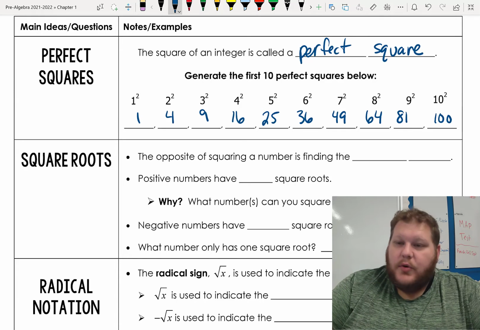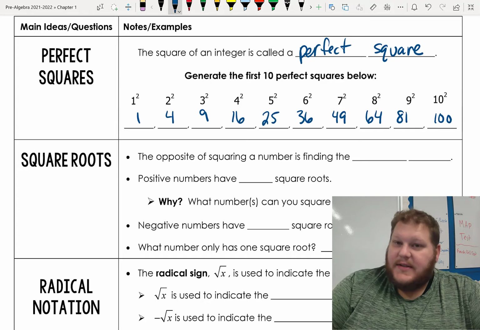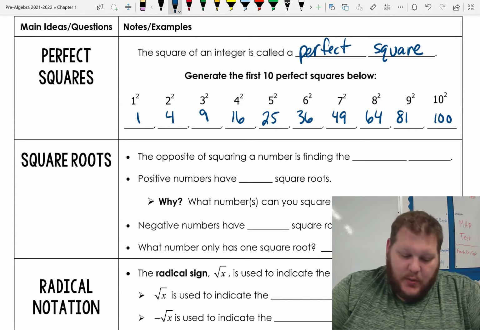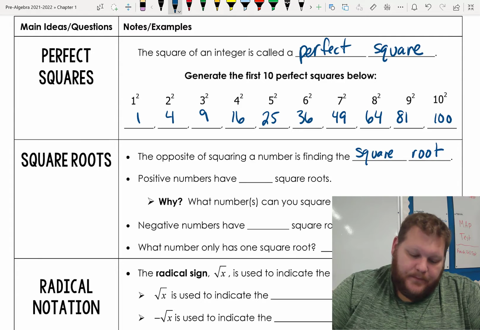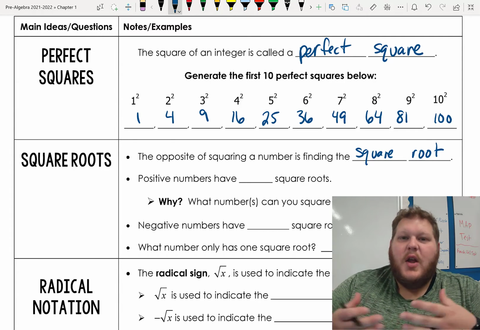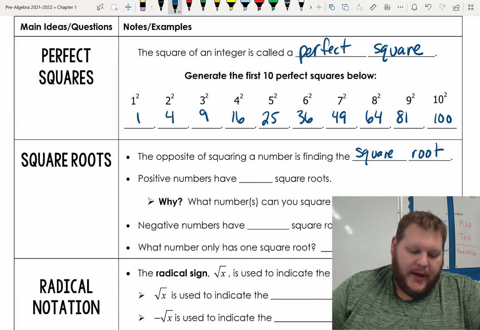Square roots are the opposite of squaring a number. Like I said earlier, they work backwards. They undo something that's been squared. So the opposite of squaring a number is finding the square root. We're trying to figure out what number squared would give me what's underneath what we call my radical.